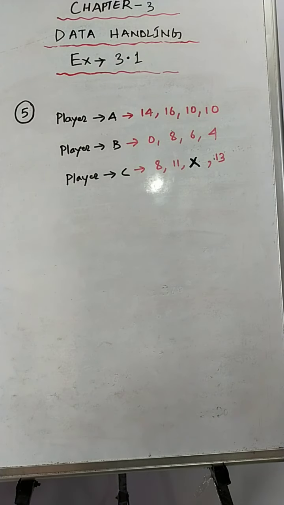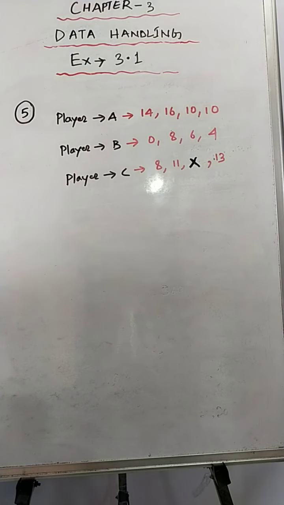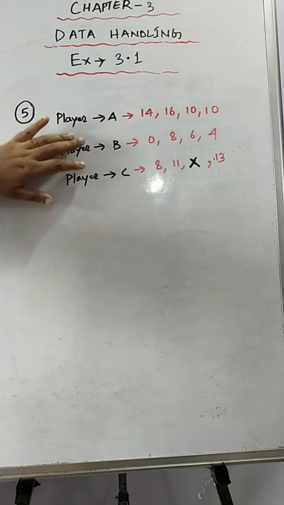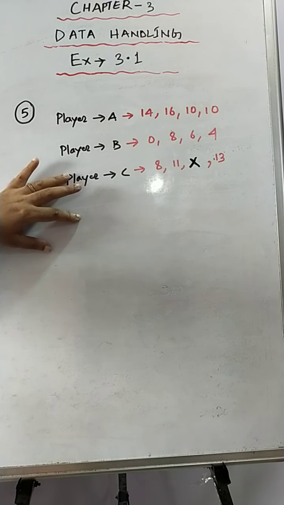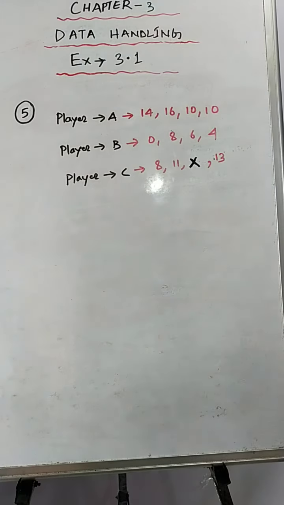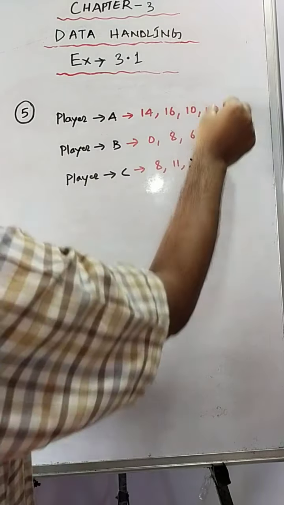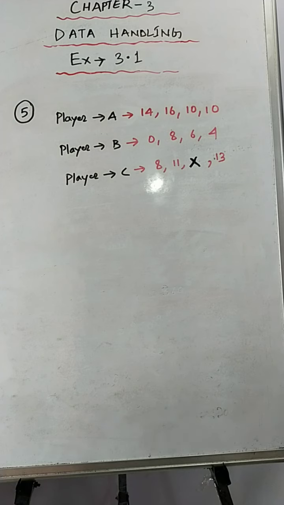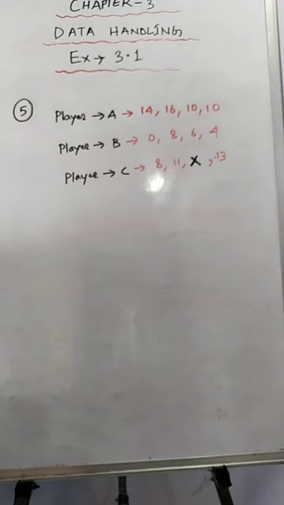In question number 5, one box is given, and inside that box some points are written for each player. How many players are there? 3 players: player A, player B, player C. The points of each player are given, which are scored in 4 different games. This is the first game, second game, third game, and fourth game. The first question they have asked is to find the mean to determine A's average number of points scored per game. So we have to find the mean score of player A.